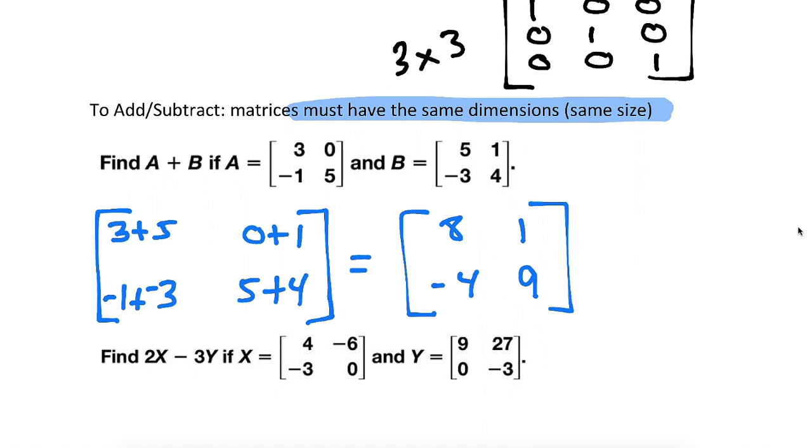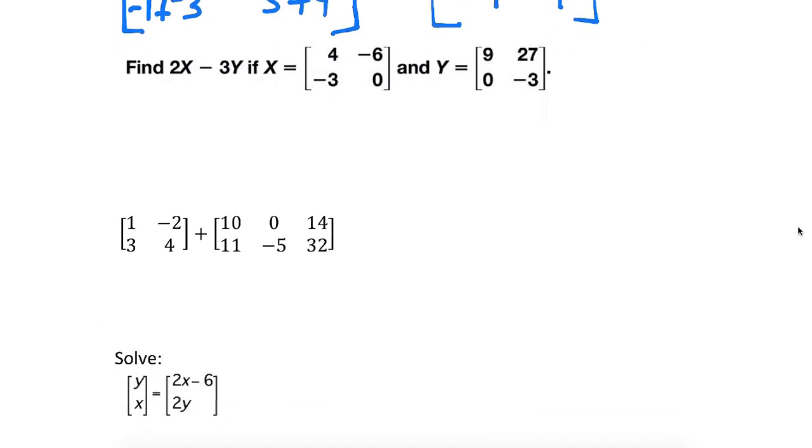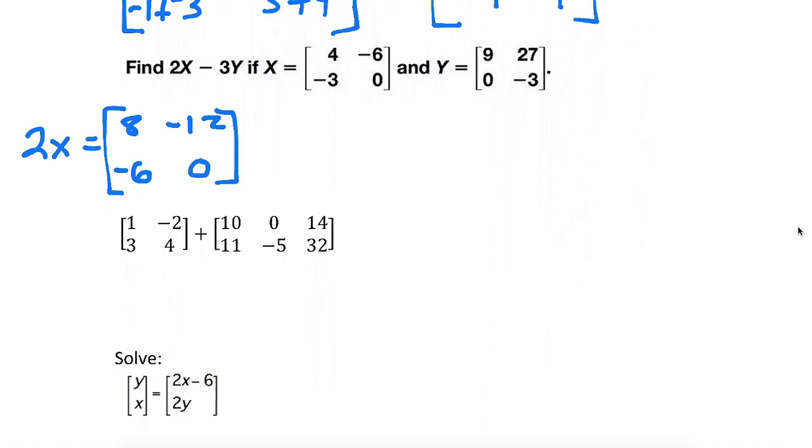We can do the same kind of thing, but we can multiply it also. We can multiply it right out of the gate. So like if I want to know what is 2x equal to, if this is matrix x right there, 4, negative 6, negative 3, 0, then 2x would be 8, negative 12, negative 6, and 0. All I did is I multiplied everything in there by 2.